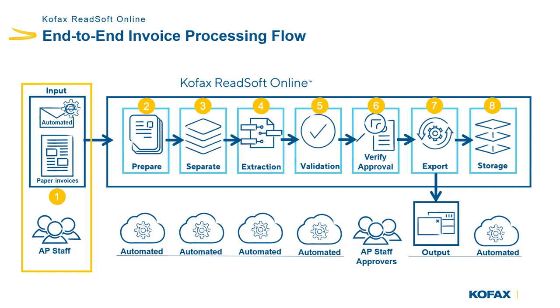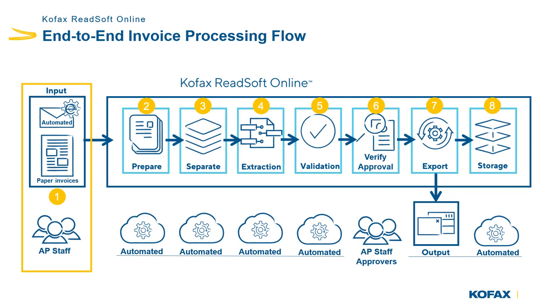Step 1 is to receive the vendor invoice. This can be in form of a paper invoice that is scanned by an AP staff member or a PDF invoice attached to an email sent directly from the vendor. In automated step 2, 3, and 4, the invoice will move towards the validation step.